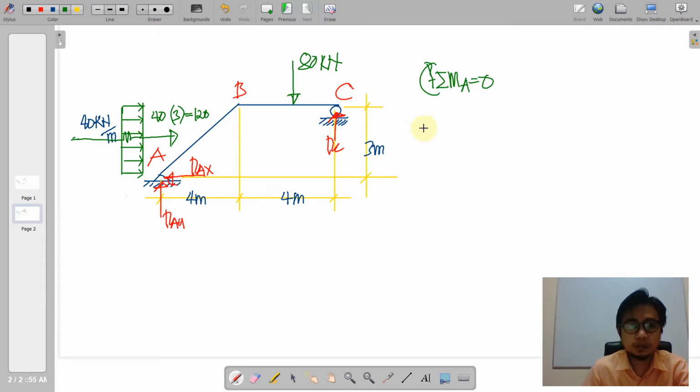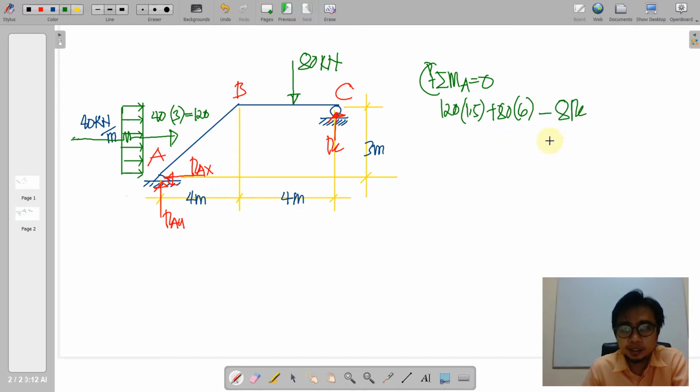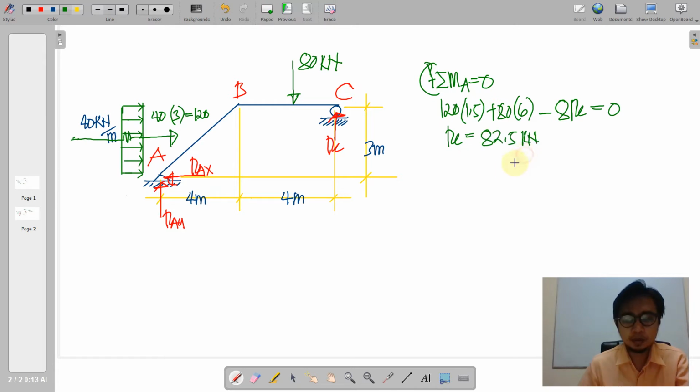Then we're going to take moments at E. So we have a clockwise rotation times the distance, which is half of 3. And then for 80, that is a clockwise moment times its moment arm equivalent to 6, less 8 RC. And that will be equal to 0. So RC is equal to 82.5 kilonewton.